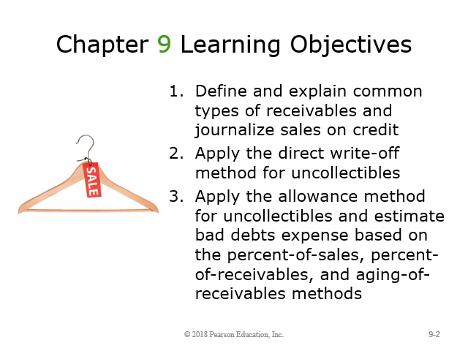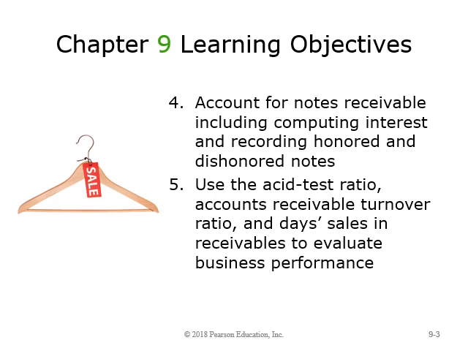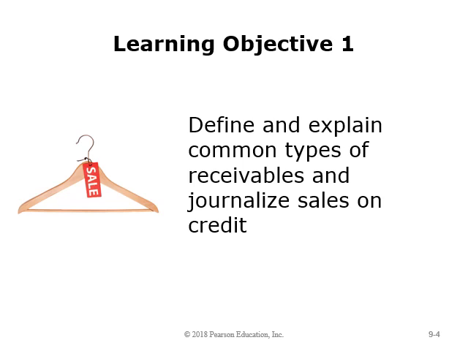Number 3, we're going to apply the allowance method for uncollectibles and estimate bad debt expense based on the percent of sales, percent of receivables, or the aging of receivables method. For our fourth learning objective, we're going to account for notes receivable, including computing interest and recording honored and dishonored notes. We're also going to use the acid test ratio, accounts receivable turnover ratio, and days sales in receivables to evaluate business performance.